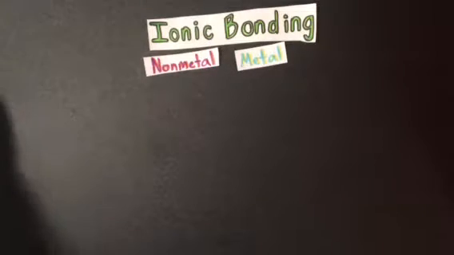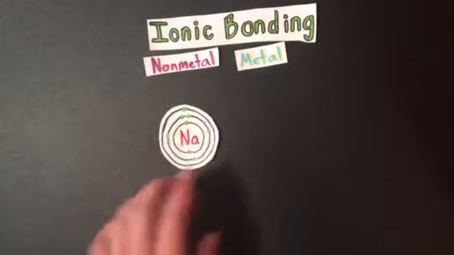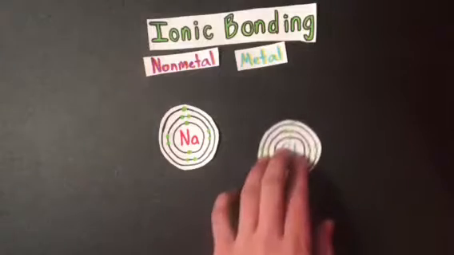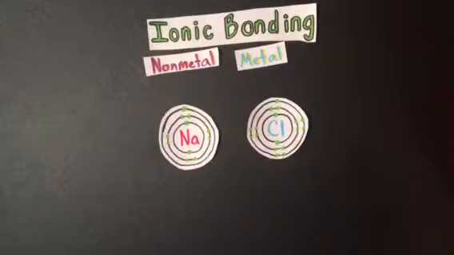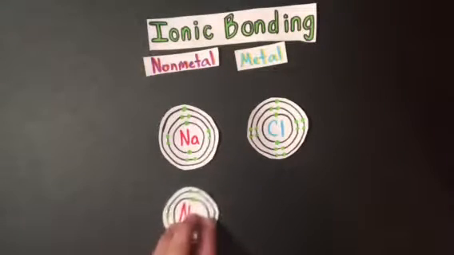The sodium atom has one valence electron that it is willing to give up, whereas the chlorine atom wants to obtain one valence electron. This would make both of the atoms' valence shells full. So sodium gives up one of its valence electrons and chlorine receives it.